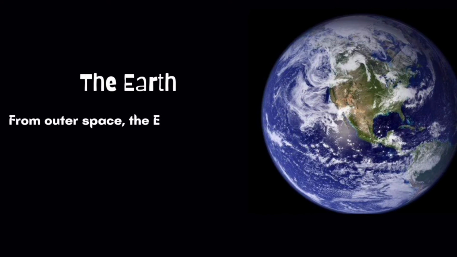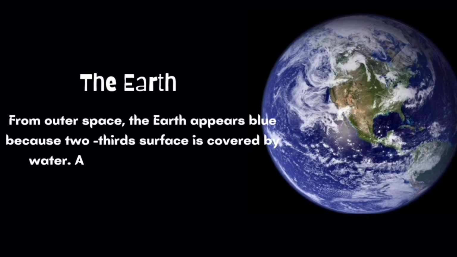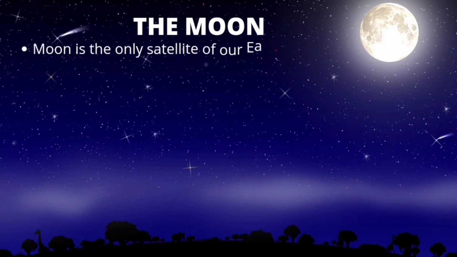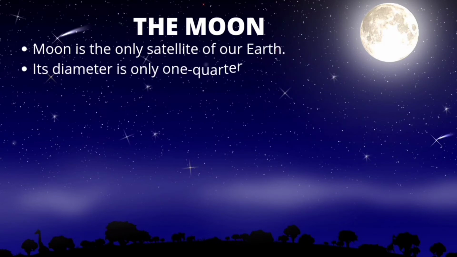When we look from outer space, the Earth appears blue because two-thirds of its surface is covered by water, and hence it is also called the blue planet. Now about the Moon. The Moon is the only satellite of our Earth. Its diameter is only 1/4 that of the Earth.